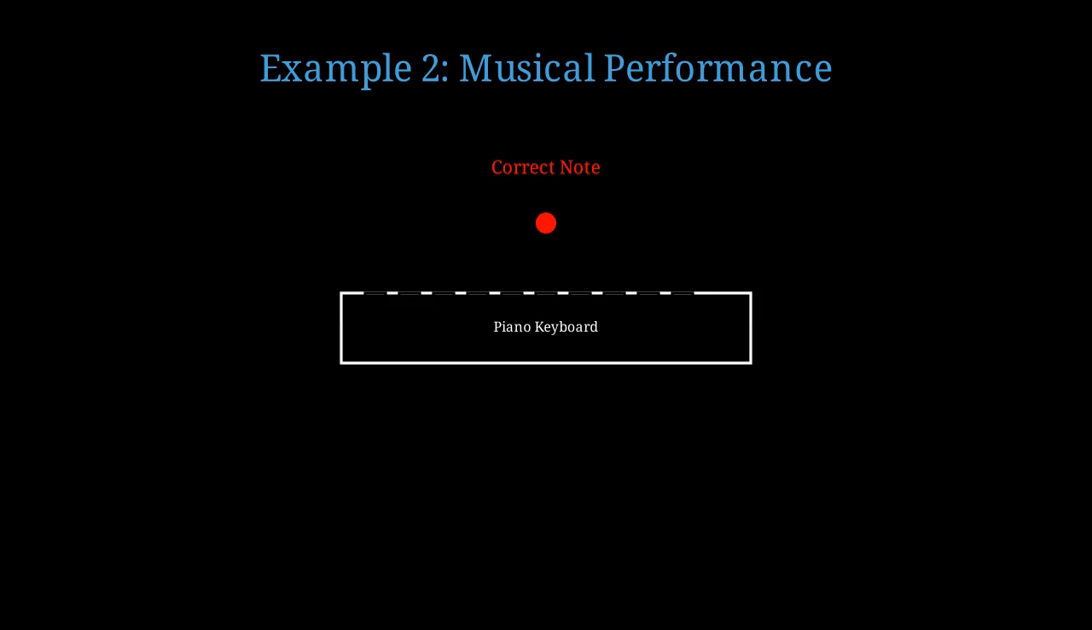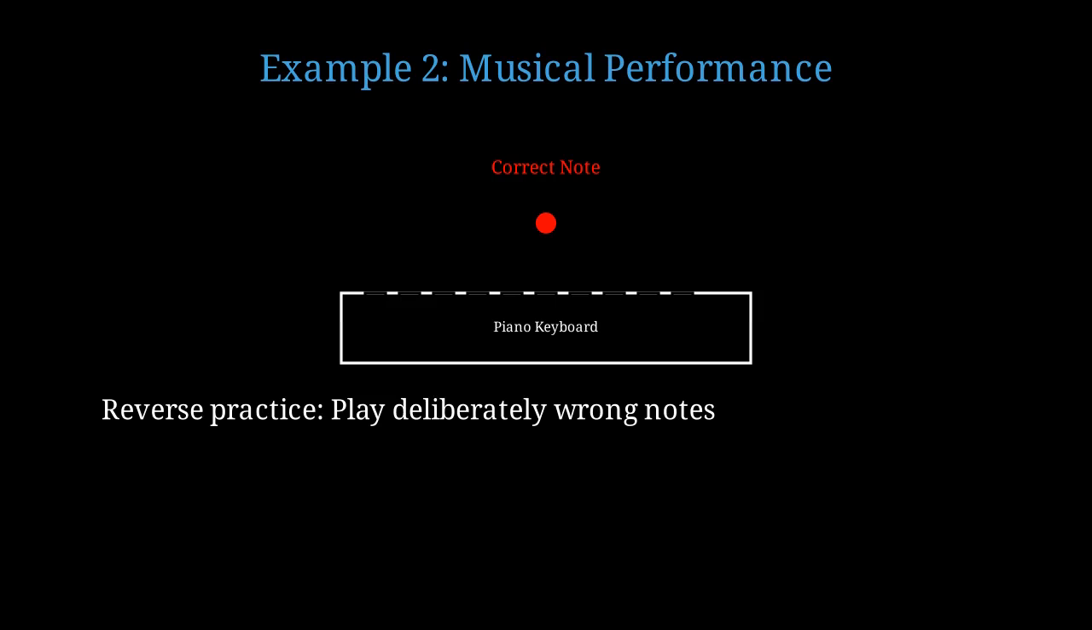Another powerful example comes from music. Let's consider a pianist learning a complex passage. Imagine playing a specific note correctly. This is the target that traditional practice focuses on. With reverse practice, you would deliberately play the wrong notes. Play 1/2 step sharp, 1/2 step flat, play with wrong timing, play with exaggerated dynamics. What happens is that your auditory system becomes much more sensitive to pitch deviations. You're training your brain to hear the difference between right and wrong with greater precision.